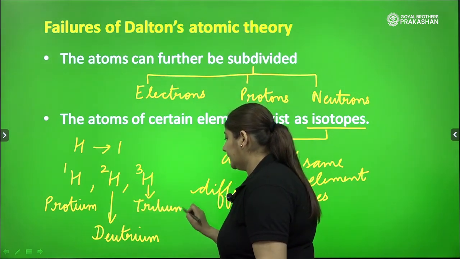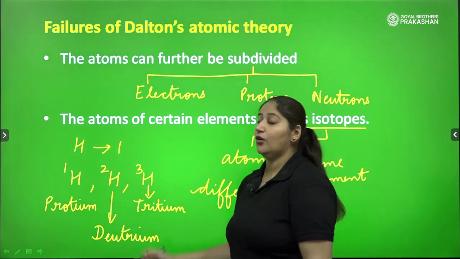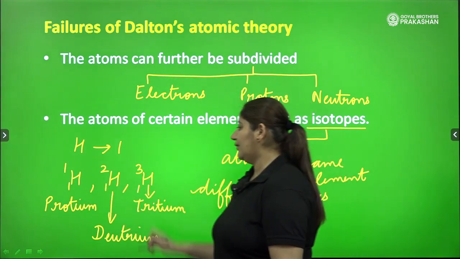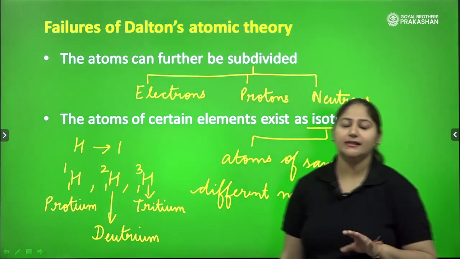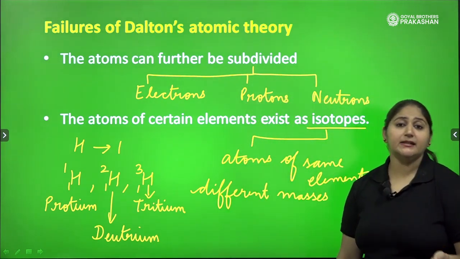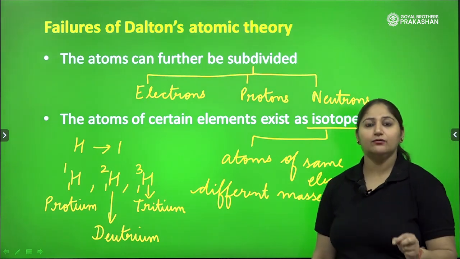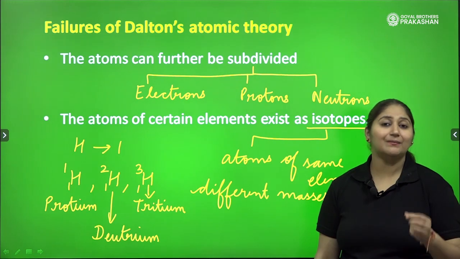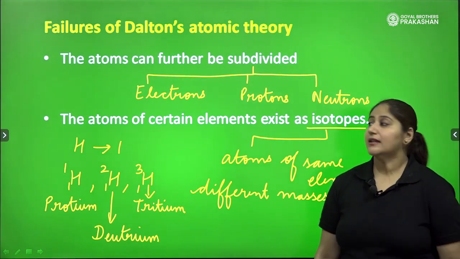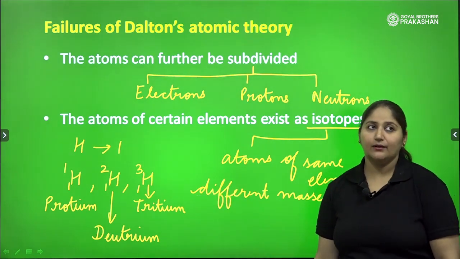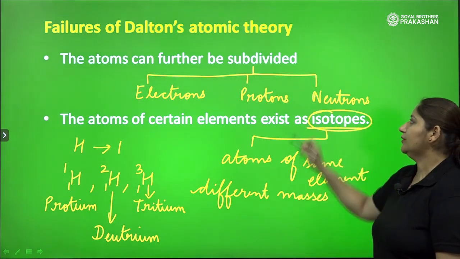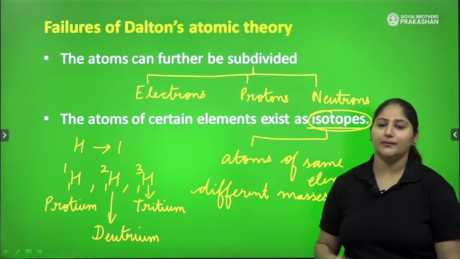So the point to be noted here is that they all have the same atomic number. It has atomic number 1, 1, 1. But they have different masses 1, 2, 3. So it means the postulate given by Dalton was not appropriate, that all atoms of the same element must have the same masses. They can have different masses 1, 2, 3, and such atoms are known as isotopes. So it is an exception to Dalton's atomic theory.